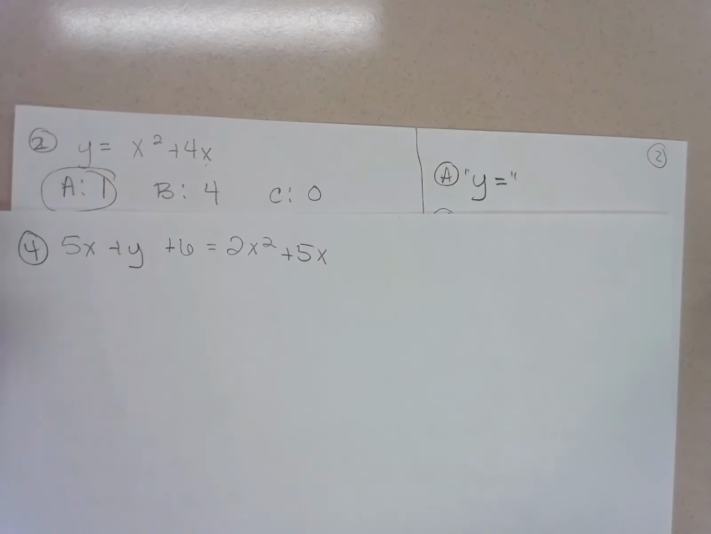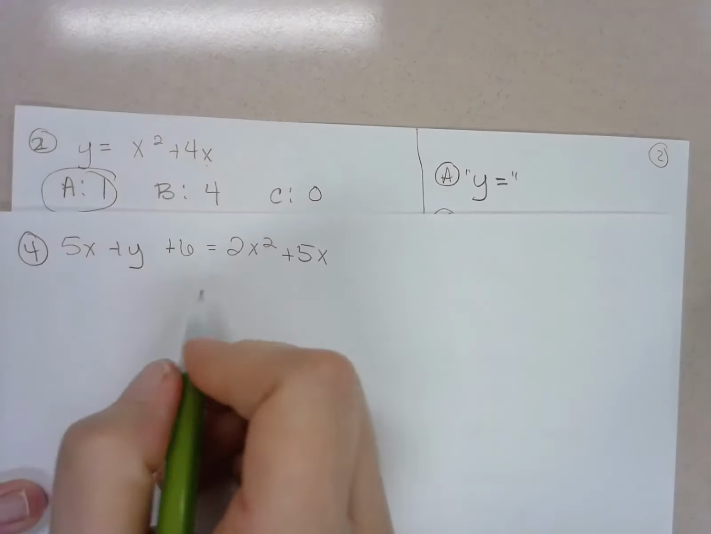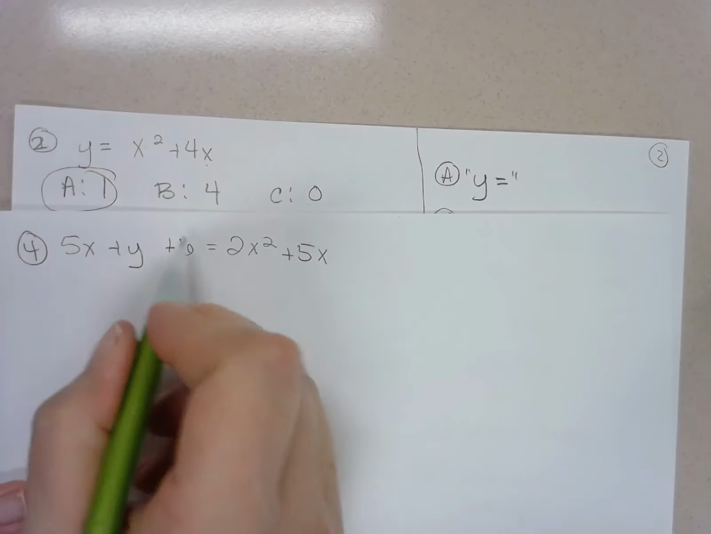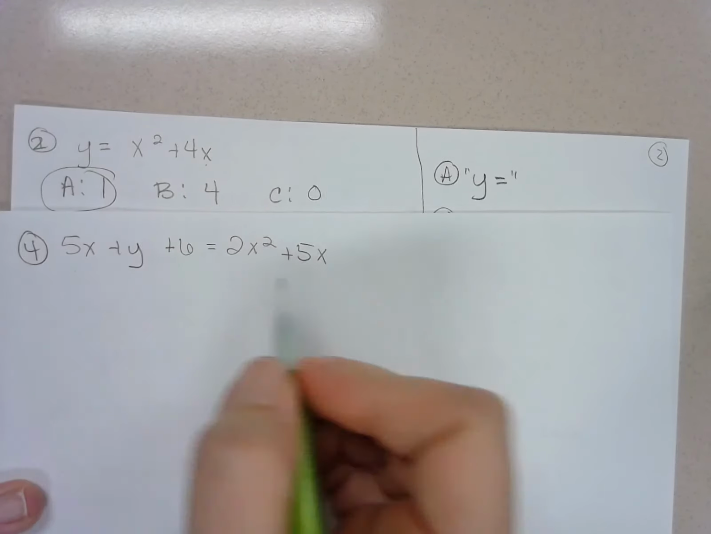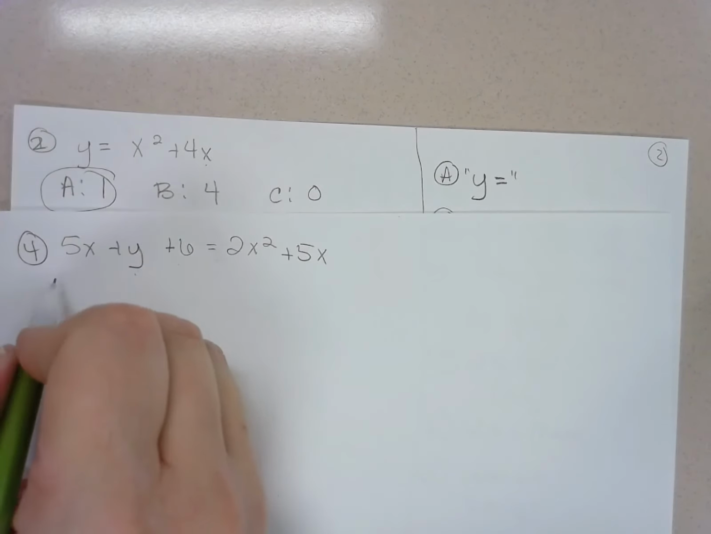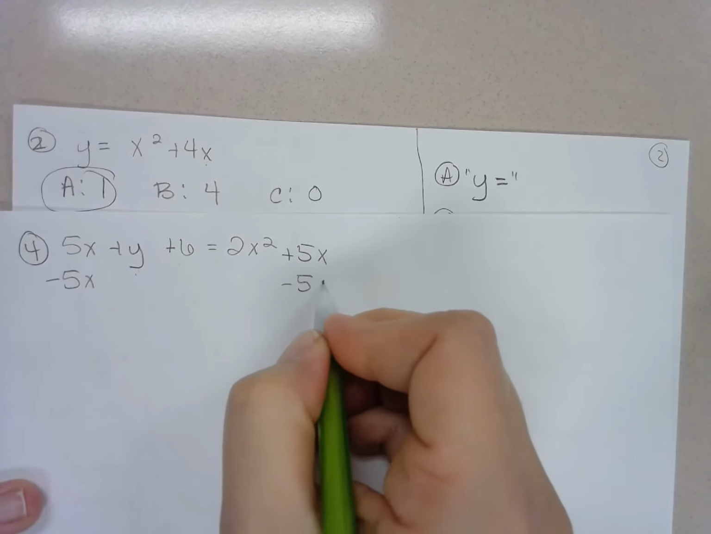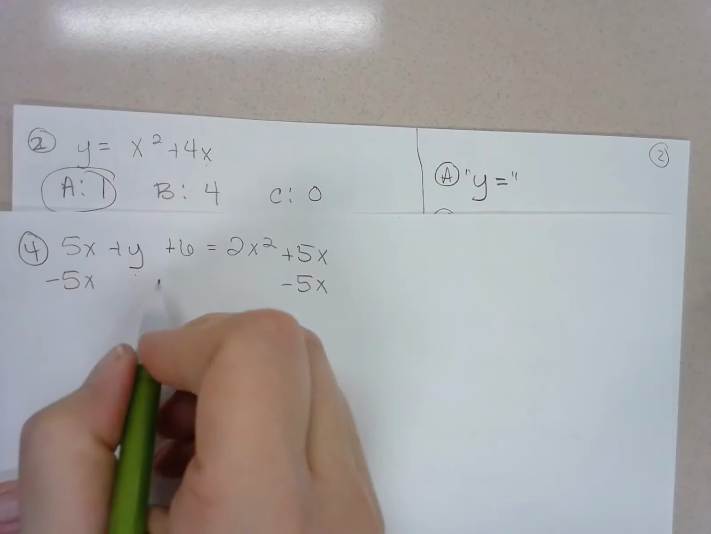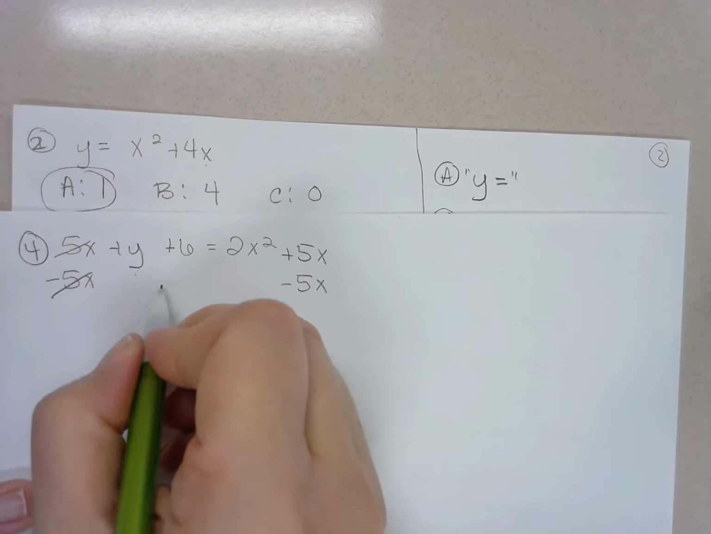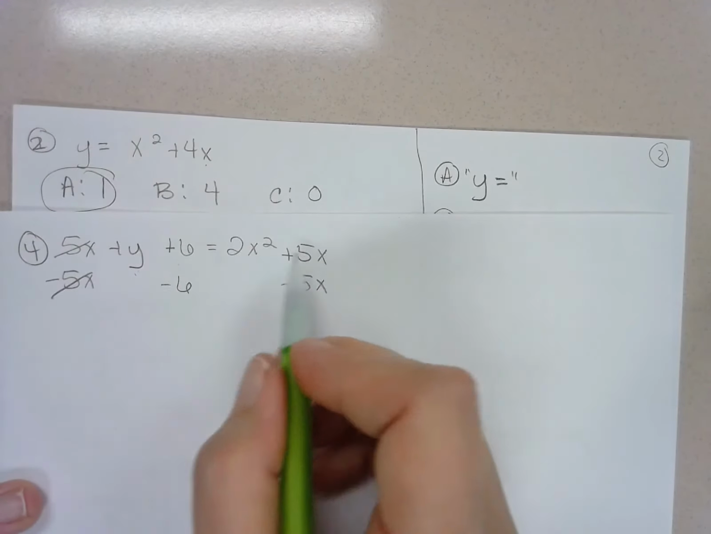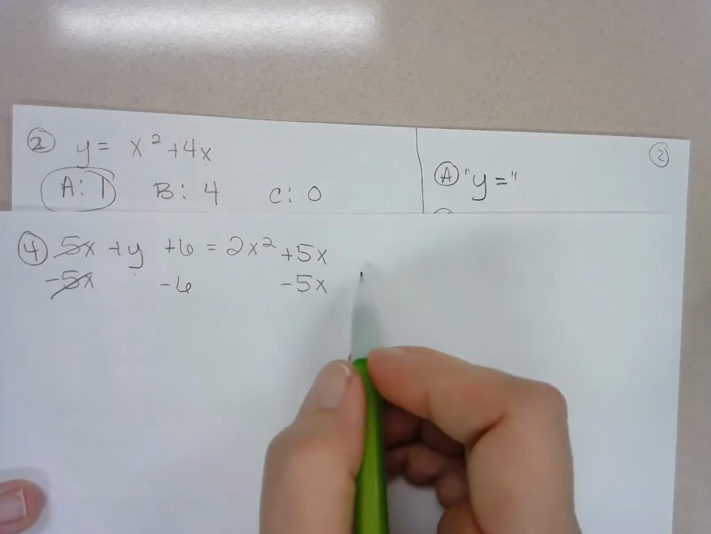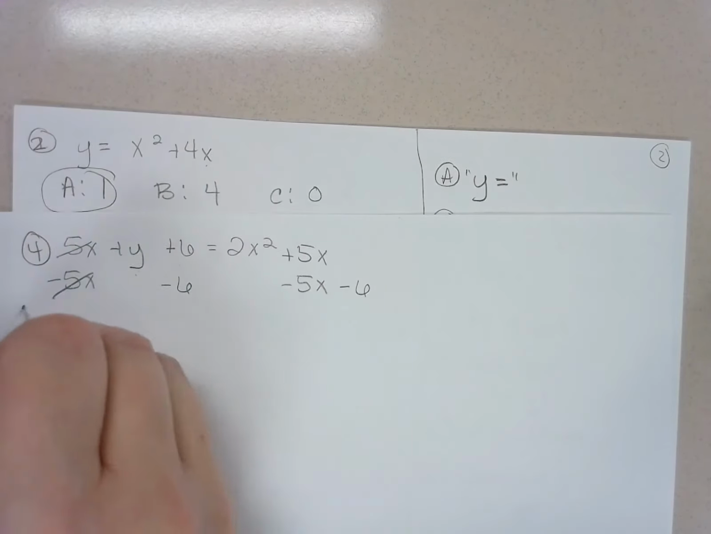Is it in y equals format? No, it is not, so we need to do that. So I'm going to move these two things, the 5x and the 6, to the other side to get y by itself. So I'm going to subtract 5x from this x value. So those two will cancel out. I'm going to subtract 6. There's no constant over here, no c value already, so I'm just going to put it on the end right there.